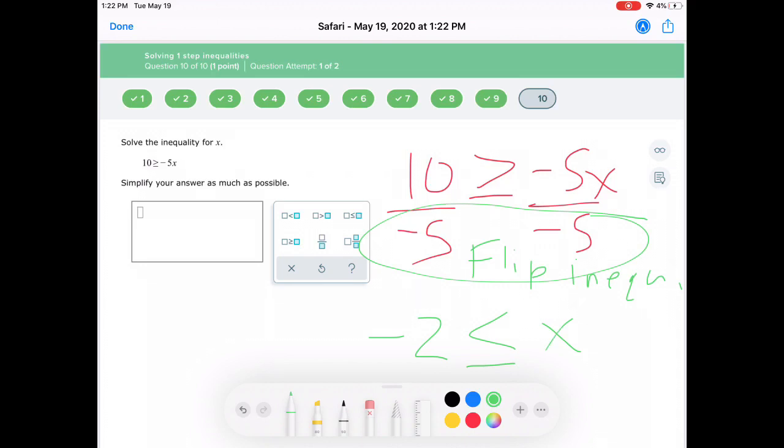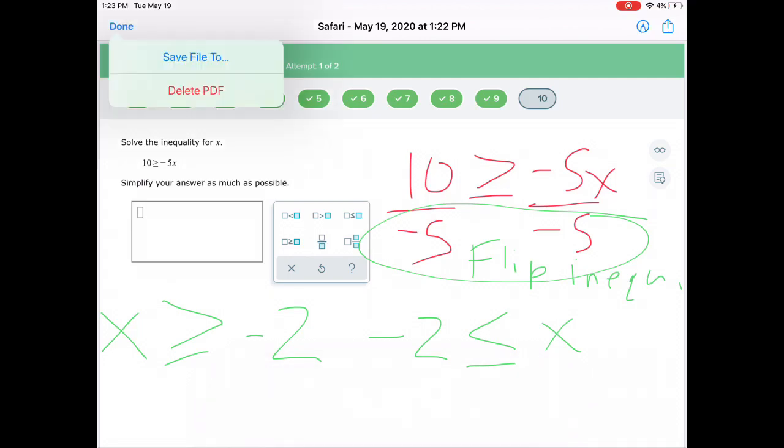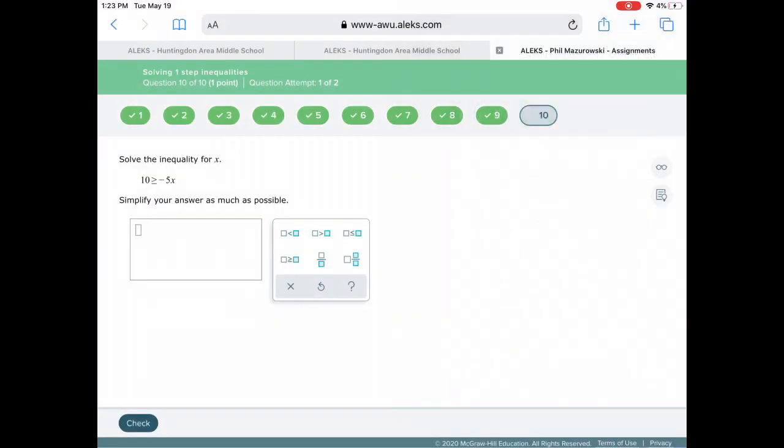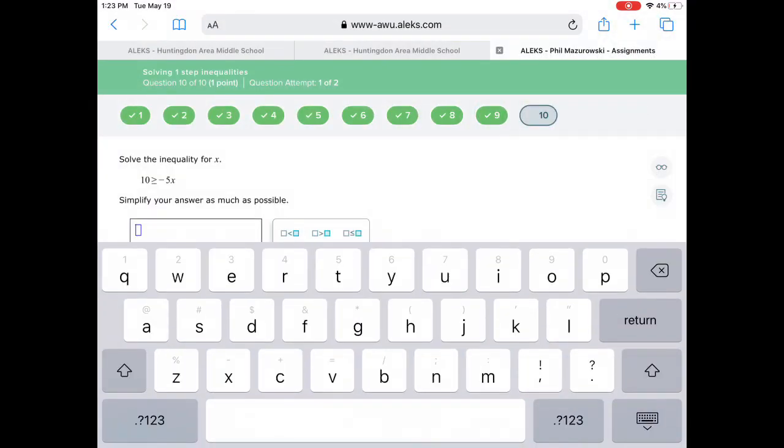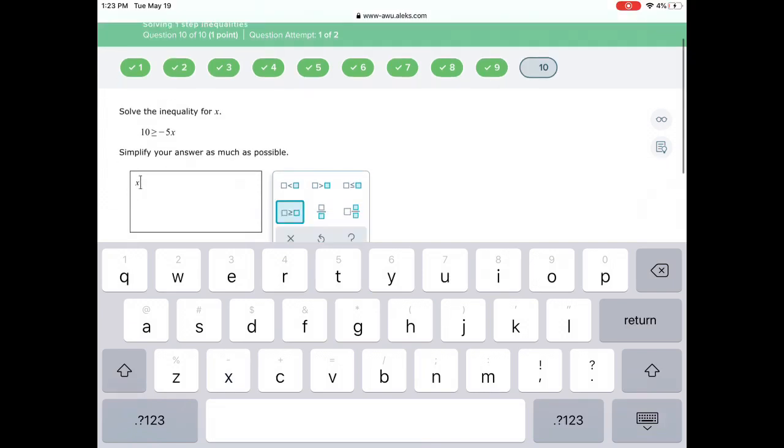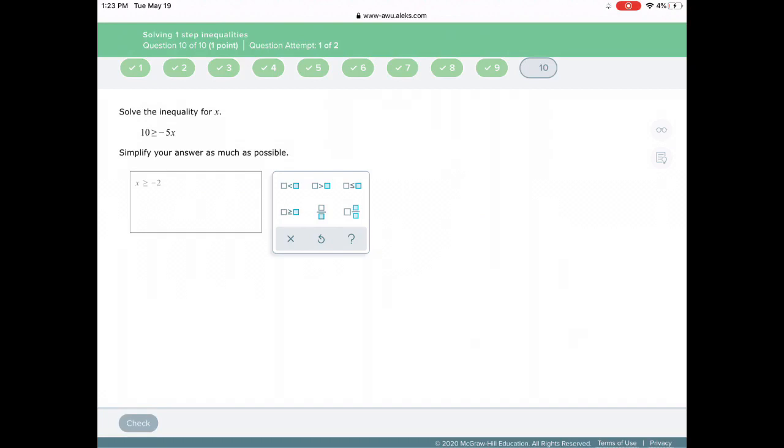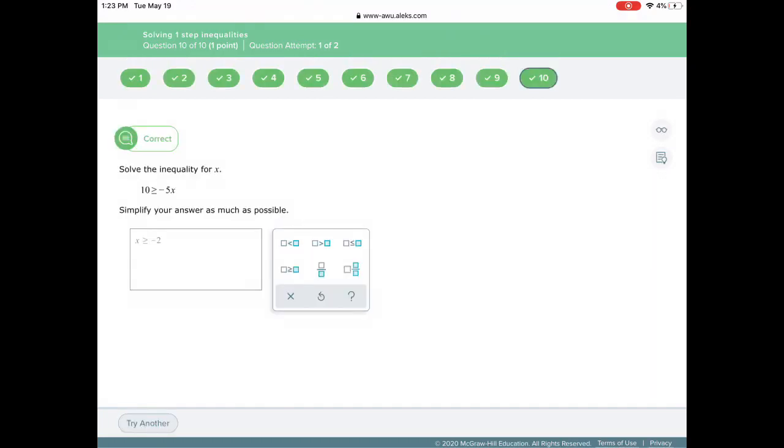And once again, if we want to switch this around and get the variable on the other side, remember the alligator right now is eating the x. So if I want the x on the left-hand side, the alligator still has to eat it, and we keep negative 2. So x is greater than or equal to negative 2. There we go. I hope that helps.